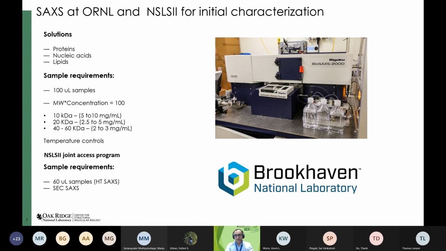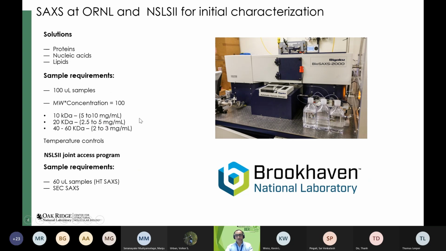ORNL offers users the opportunity to do the initial characterization of their samples. We have a SAXS instrument that Kevin showed us on his tour. So we can collect solution samples here on the SAXS machine. We have a 96 well plate here, and the flow cell can load up to 100 microliters of sample.